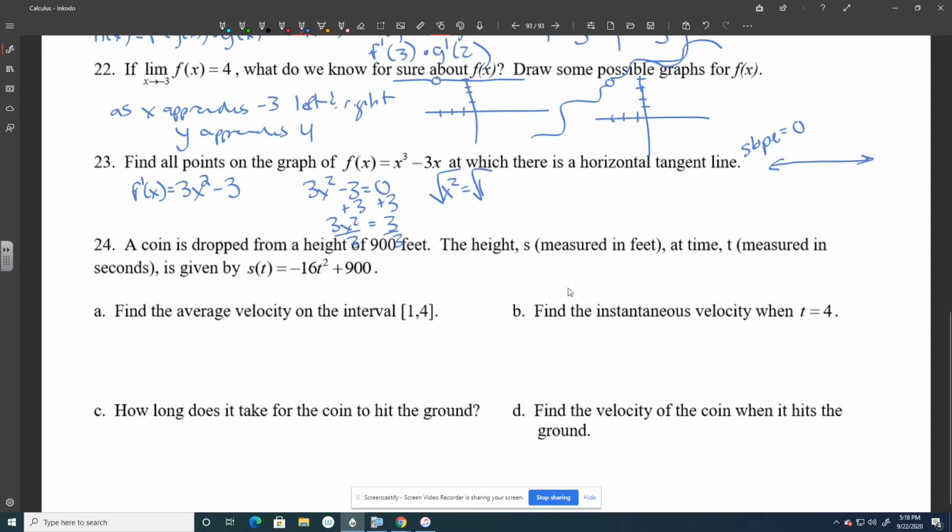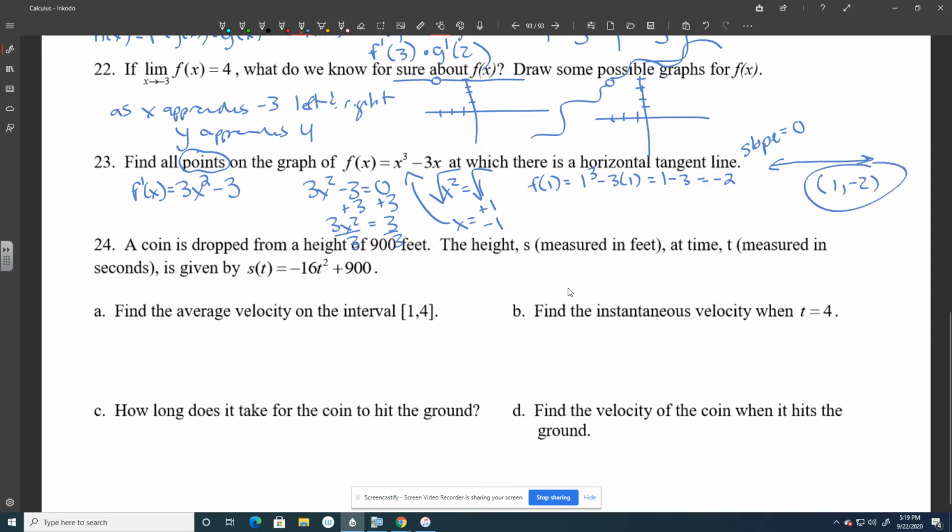When I take the square root, here's where we need to be careful. When I take the square root of 1, I get a positive 1, but I also get a negative 1. And that's why it says find all the points, because there could be more than one. So I know my x values. I don't know my points yet because I've got to plug my x values back into my function. So f of 1 is 1 cubed minus 3 times 1, which is just 1 minus 3, which is negative 2. So one of my points is 1 comma negative 2.